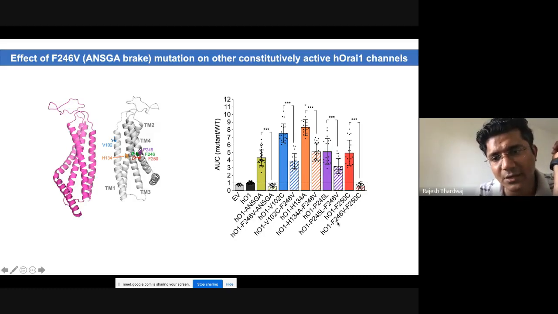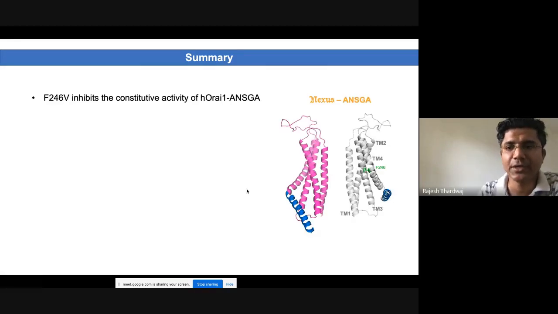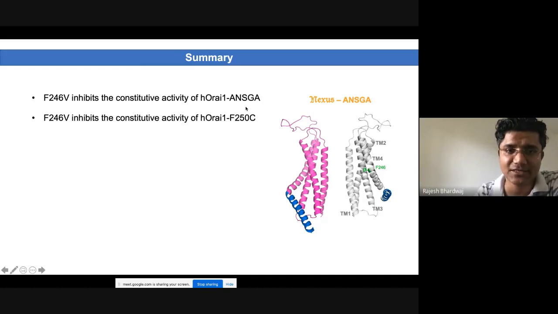When it is combined with F246V to look at ORI2 or ORI3, we see a complete block of this constitutive activity for this double mutant channel. And this brings me to the summary of the second part, where I showed you that this F246V mutation in TM4, which is the relevant residue for ORI2 and ORI3, inhibits the constitutive activity of the Nexus mutant.